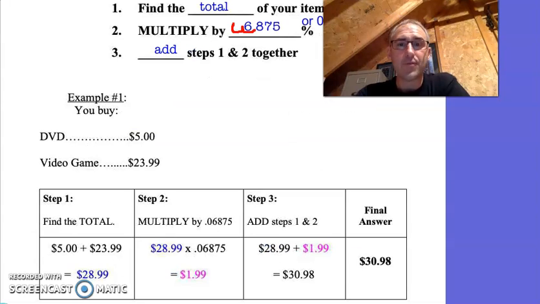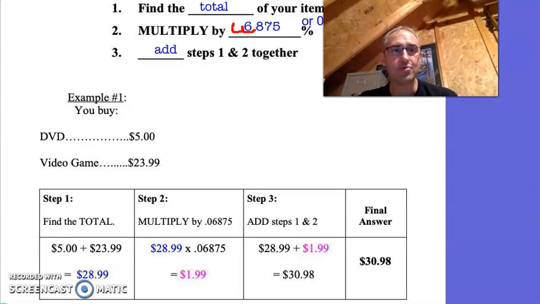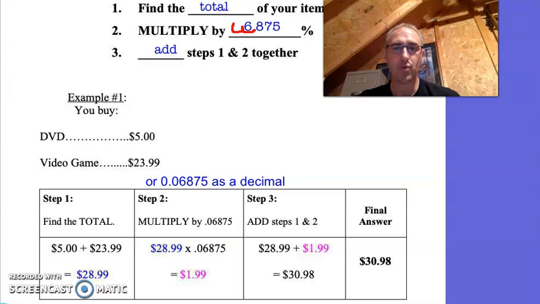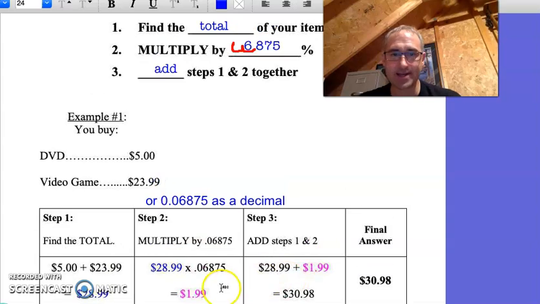Let's try an example. From your worksheet today, we are going to buy DVDs for $5 and video games for $23.99. First of all, our total, we need to do some adding. We need to add a DVD plus 1 video game. When we add those up, we get $28.99. Then if we look back here, once we have our total, we need to multiply by 6.875% as a decimal. When we do that, we are actually paying $1.99 in sales tax.